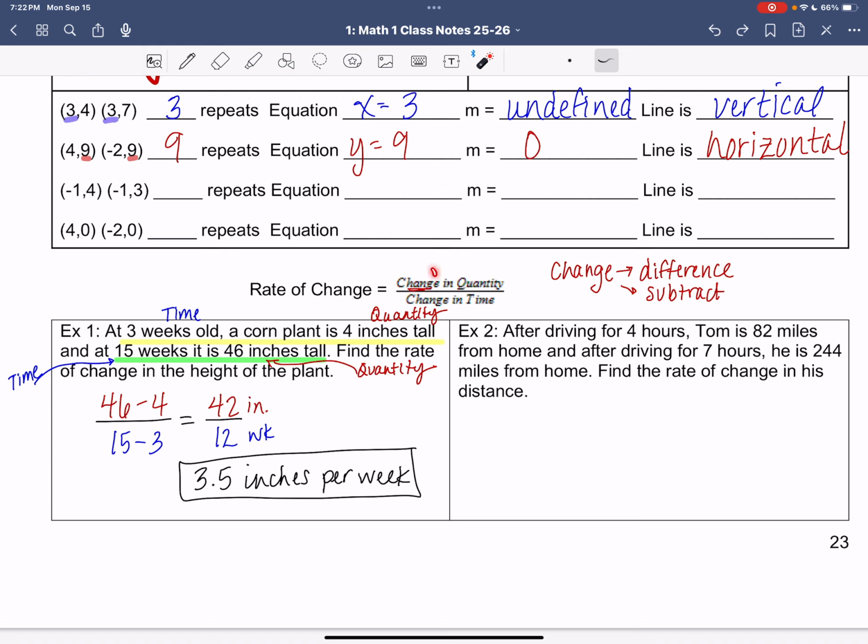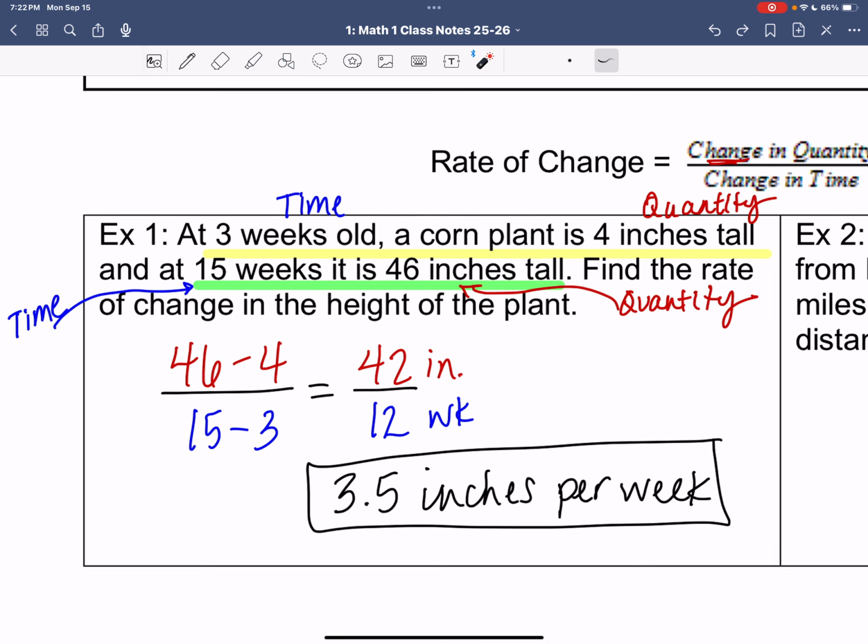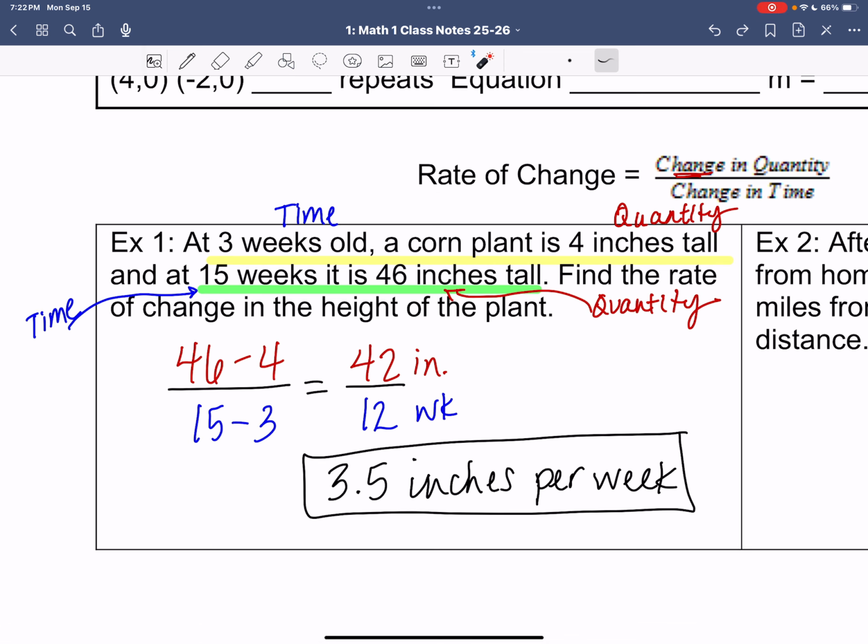Rate of change is the change in quantity over the change in time. Whenever we're talking about change, we're talking about the difference, or subtracting something. Change just means the difference from one to the next. So let's look here. At 3 weeks old, a corn plant is 4 inches tall, and at 15 weeks it is 46 inches tall. We want to find the rate of change in the height of the plant.